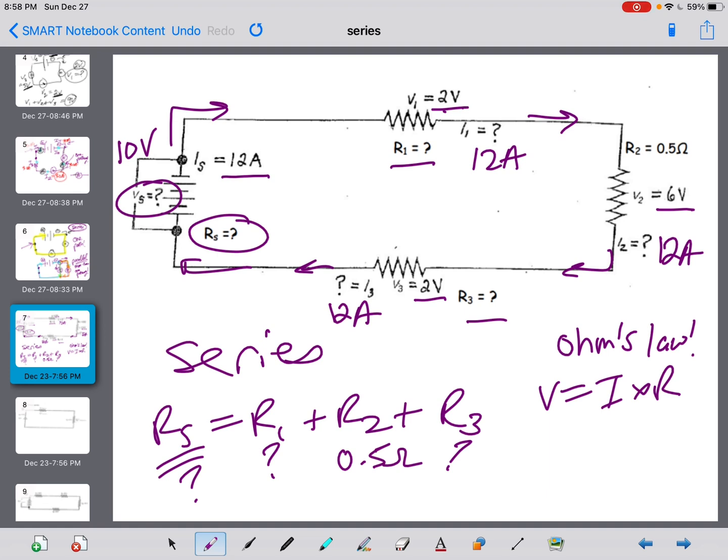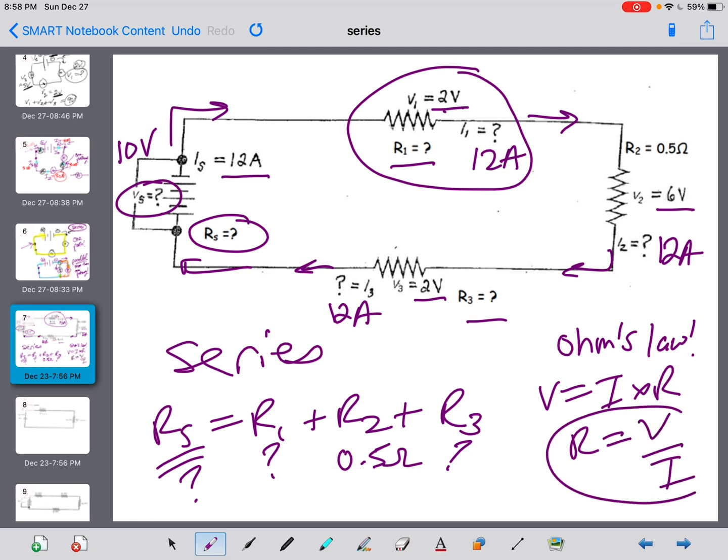So if you look at one section, let's say for example, let's look at the number 1. We have the voltage, we have the current, and we're missing the R. We can actually use Ohm's law, rearrange for R, and plug in the values to solve for R1 and to solve for R3. And then we can use the relationship to solve for RS.